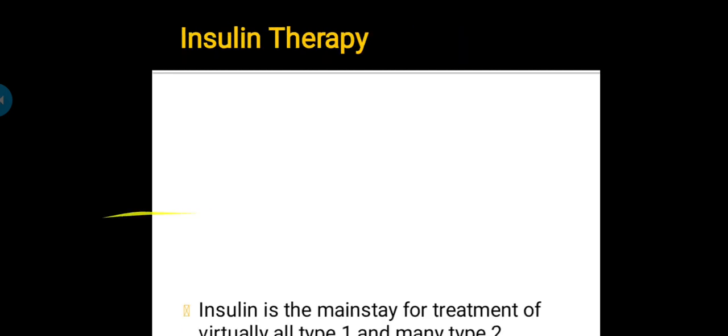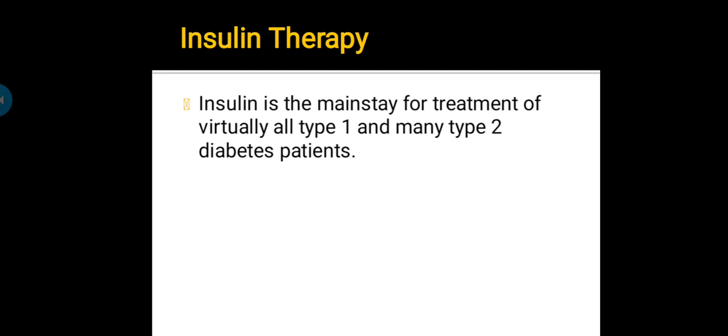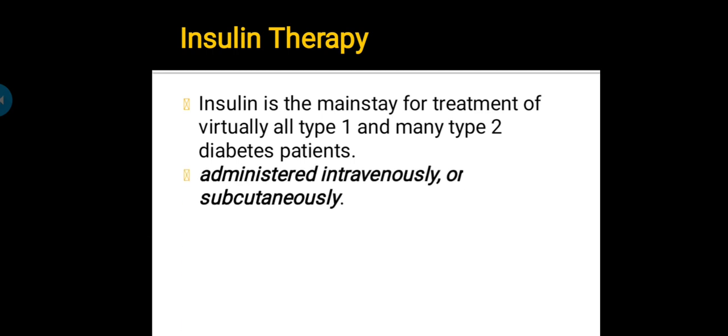So this is the history of insulin, and insulin is the mainstay of therapy of virtually all type 1 and many type 2 diabetes patients, and the route of administration is very important.